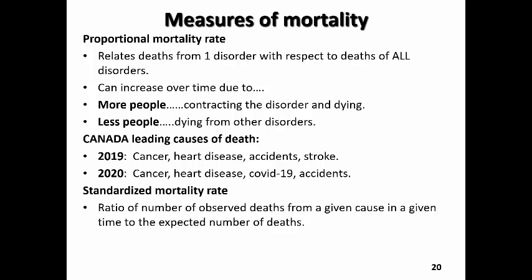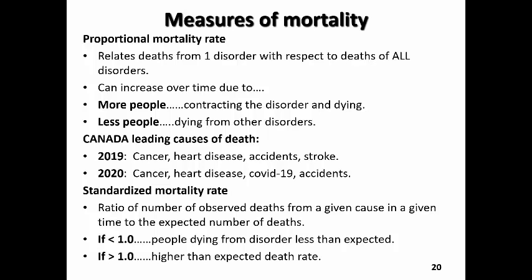In terms of the standardized mortality rate, this refers to the ratio of the number of observed deaths from some particular cause, some disease or condition, in a given time to the expected number of deaths. So if this ratio is less than 1, people are dying from the disorder less than expected. If this is the case, it may be a result of some sort of public health intervention that would mitigate the death of people who contract a particular disease.